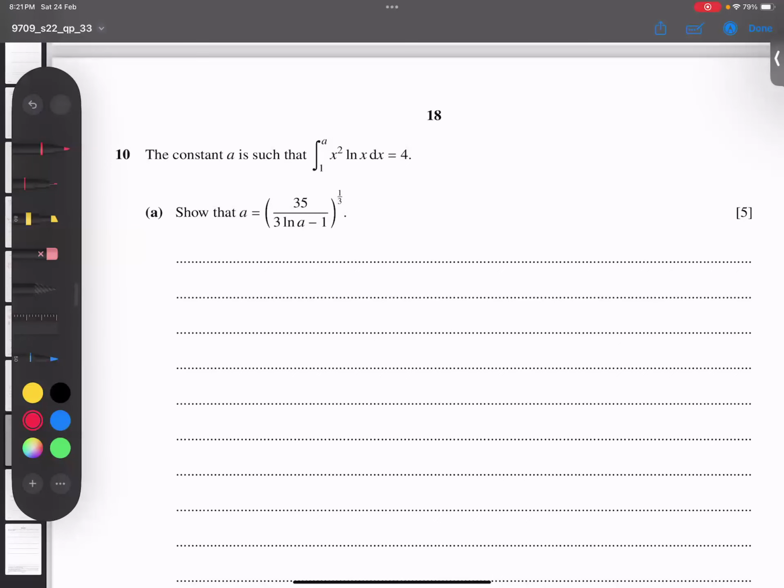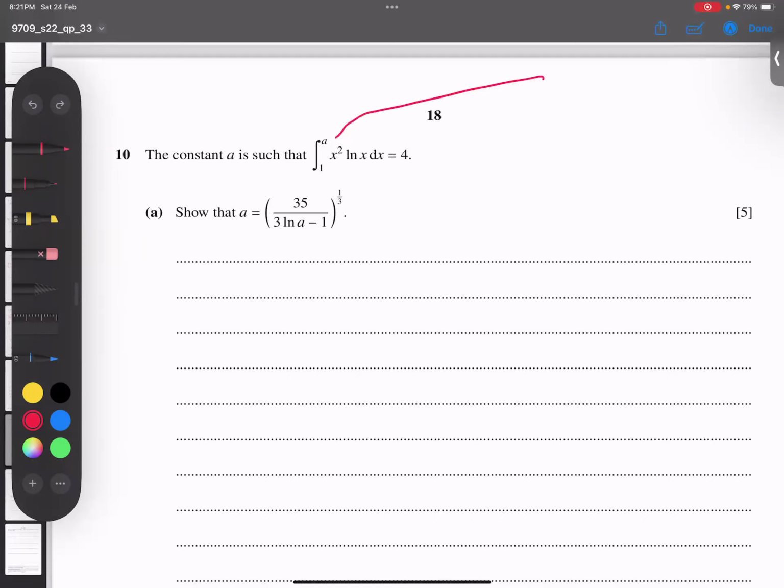Bismillah ar-Rahman ar-Rahim. This is June 2022, 33 variant, and question number 10. The question is: we have to take this equation and try to convert it into this equation, and we have to make A the subject.